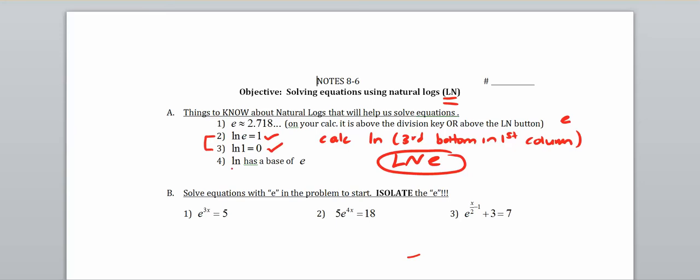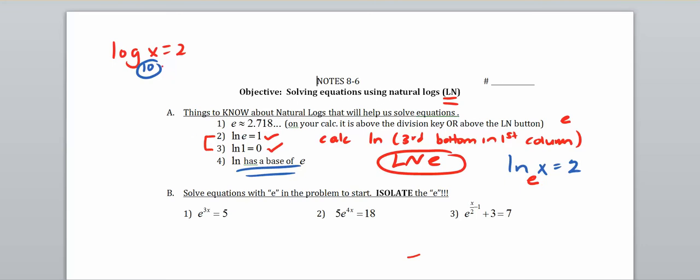Lastly, the natural log has a base of E. Before, when we did common log, say log of x equals 2, you knew that the base, whether it was written or not, was base 10. Here, when we do natural logs, say natural log of x is equal to 2, the base that's going to be there is E. E again is just a number. So your base for natural logs is E. With these 4 facts, we're going to solve equations.